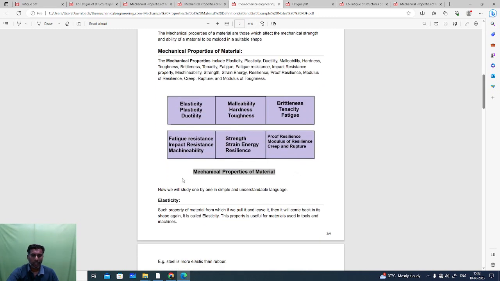I already explained this, but again: elasticity means when applying the load, the material will be deformed. Then when they release the load, the material comes back to its original shape. That is elasticity. The definition is the property of a material from which, if we pull it or leave it, it will come back to its shape again. This property is useful for materials used in tools and machines.